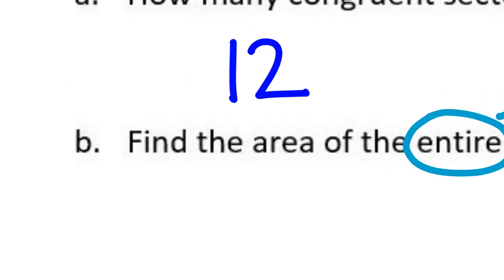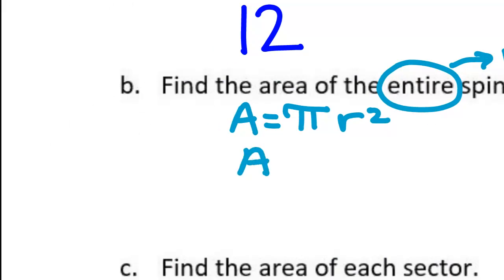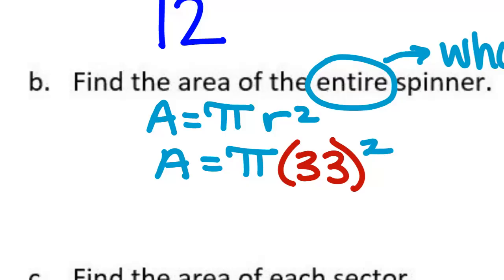How do you find the area for a circle? Pi r squared. What is the radius of this circle? 33. So pi times 33 squared. What is pi times 33 squared?